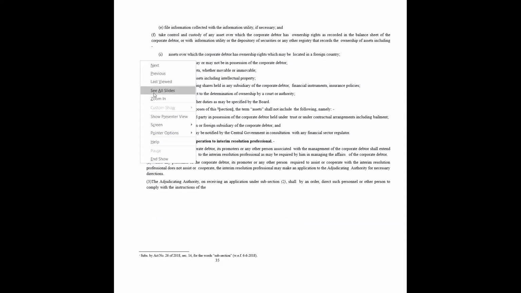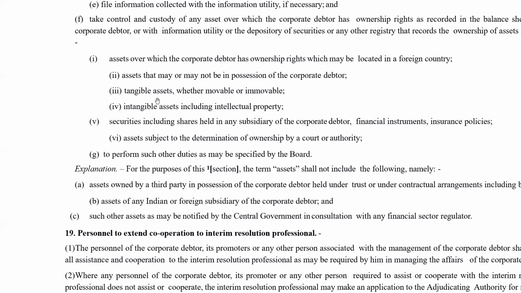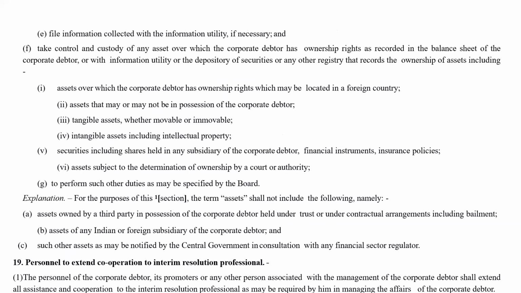File information collected with the information utility if necessary, and to take control and custody. So custody and control is also an important aspect. So you shall take control and custody of any asset over which the corporate debtor has ownership rights as recorded in the balance sheet of the corporate debtor. Okay. Assets over which the corporate debtor has ownership rights which may be located in a foreign country. Assets that may or may not be in the possession of the corporate debtor. Intangible assets, tangible assets. So he has to take control and custody over all the assets.